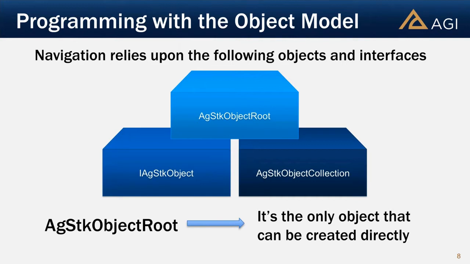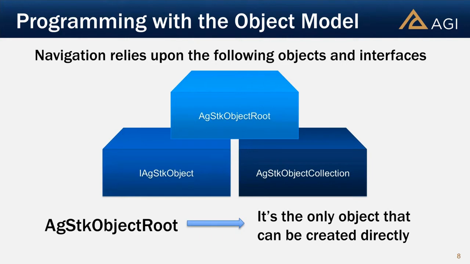The IAG STK object exposes the methods and the properties. The AG STK object root provides the methods and properties to load scenarios, create new ones, and access the object model unit preferences. And the IAG STK object collection will hold the children objects of a particular object.